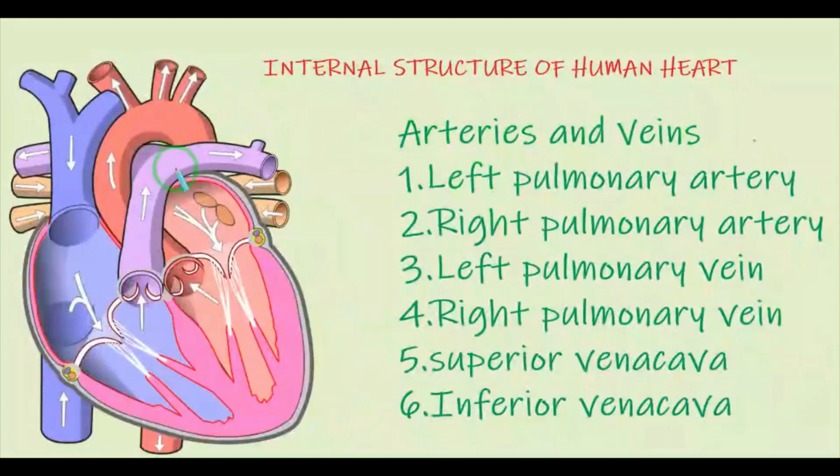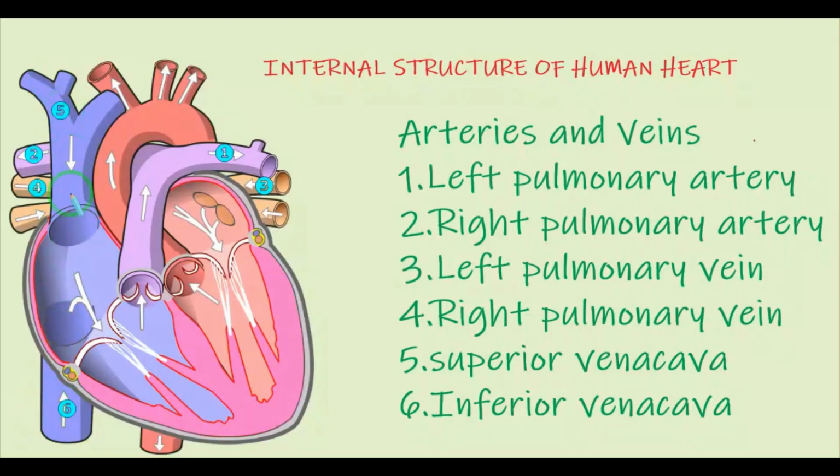Arteries and veins of the heart. So first artery, this is the left pulmonary artery, and this one right pulmonary artery, left pulmonary artery, right pulmonary artery. Then left pulmonary vein, these two, left pulmonary vein and right pulmonary vein. The next one, superior vena cava and inferior vena cava.